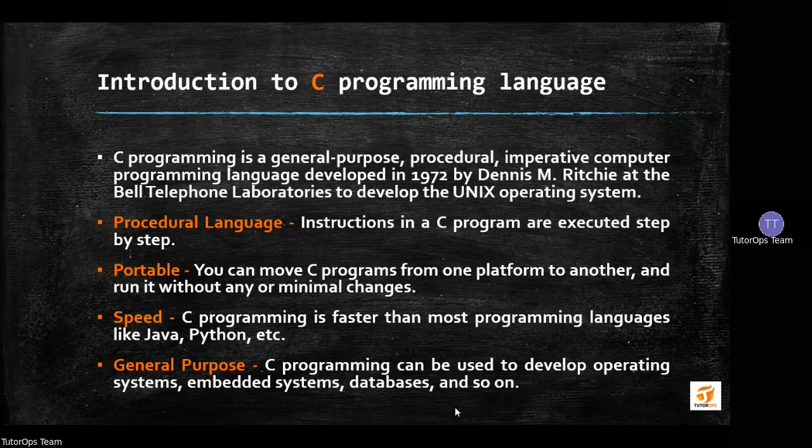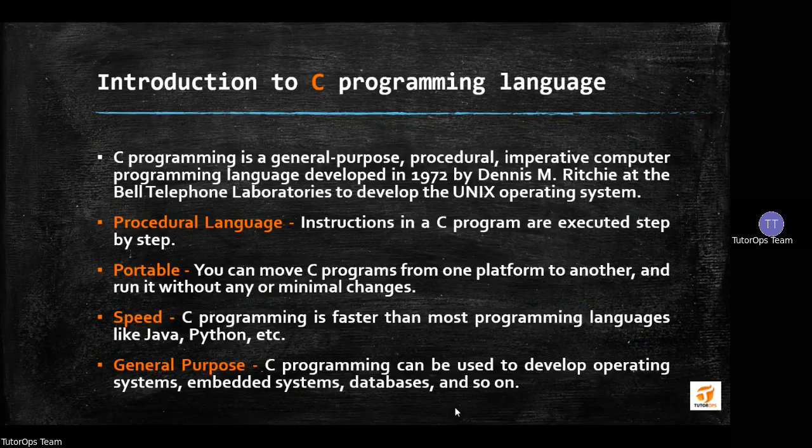Portable. You can move C programs from one platform to another and run them without any or minimal changes. Using C, you can create reusable code, which in industry is very effective for working. For one project, if you created a piece of code, that same code you can reuse in a different project also. So it's a very portable thing, and we have to make very minimal changes on top of that.